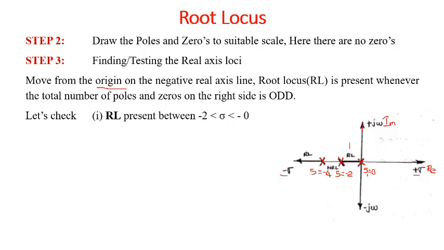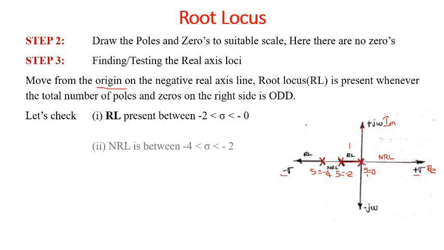As the count is 1, it is going to be odd, and hence the line which is present between minus 2 and 0 is going to be a root locus line. So this is RL, make it thick. So this is root locus line. Then when we stand here and check how many poles and zeros are here, there are none. So here that will be 0. 0 means it is an even number. So this is a non-root locus line. Okay, so 0 to plus infinity is a non-root locus line.